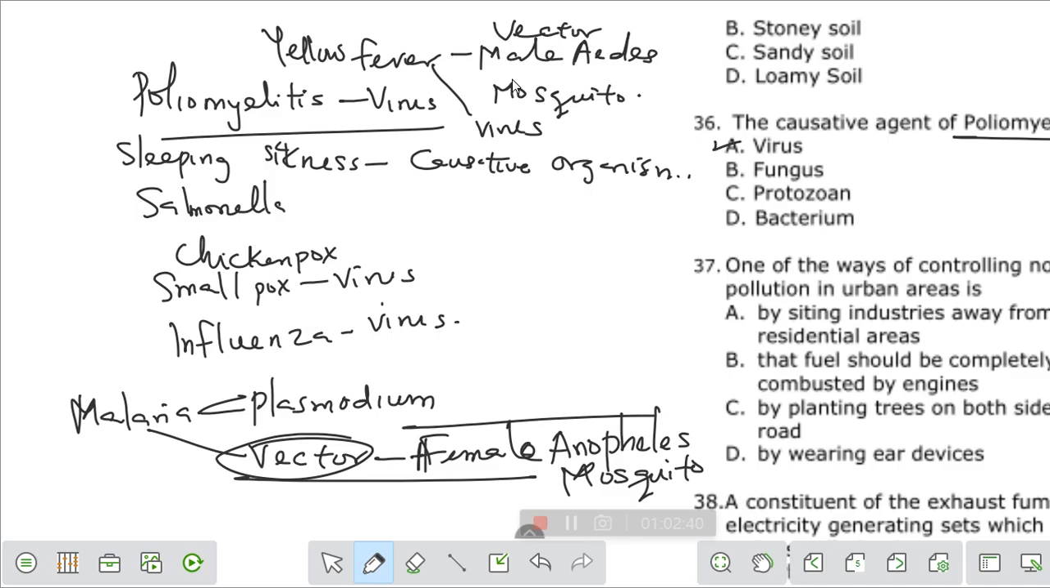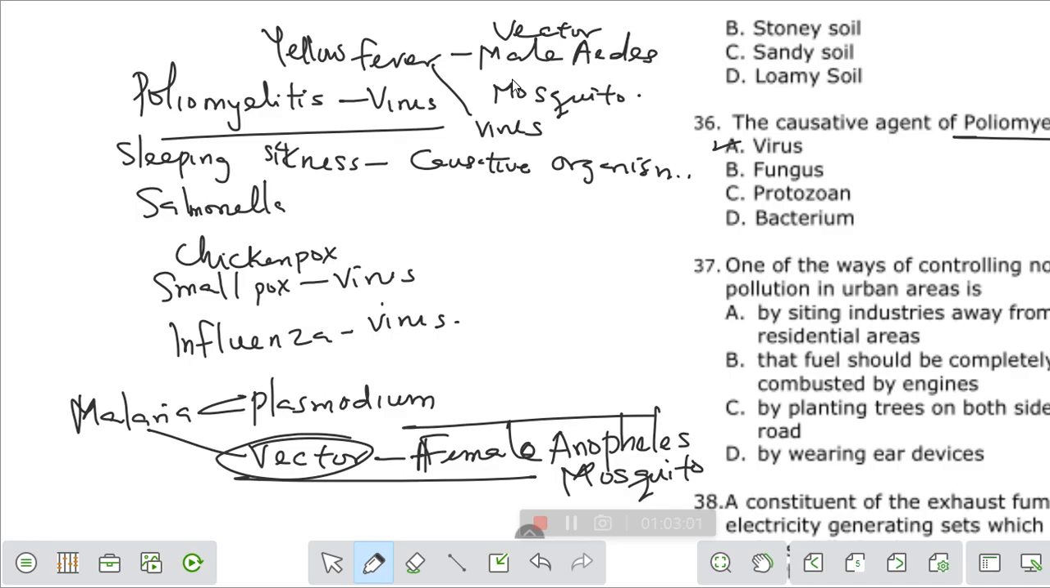Fuel should be completely combusted by engines. This should be for air pollution, but we are talking of noise pollution, not air pollution. Option B is for controlling air pollution. Option C, by planting trees on both sides of the road, is also not really applicable. Option D, wearing ear device.